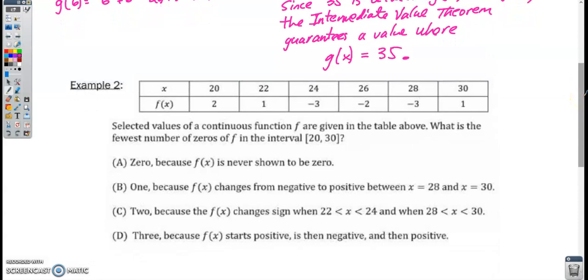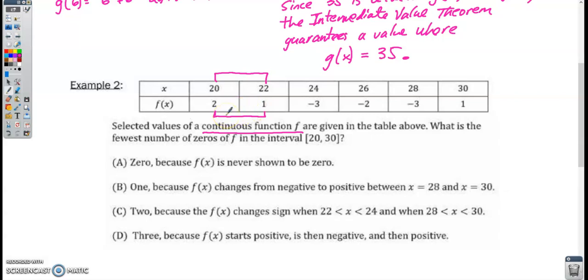All right. Example 2, we've got a table here. Selected values of a continuous function f are given in the table above. What's the fewest number of zeros of f in the interval from 20 to 30? Now, I can use the intermediate value theorem to help me with this. On the interval from 20 to 22, the function values at the endpoints are 2 and 1. So I know this function's continuous. That means I'm guaranteed to hit every value from 1 to 2 in that interval.